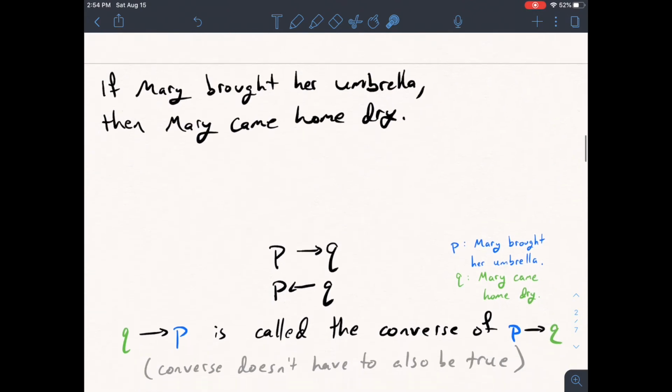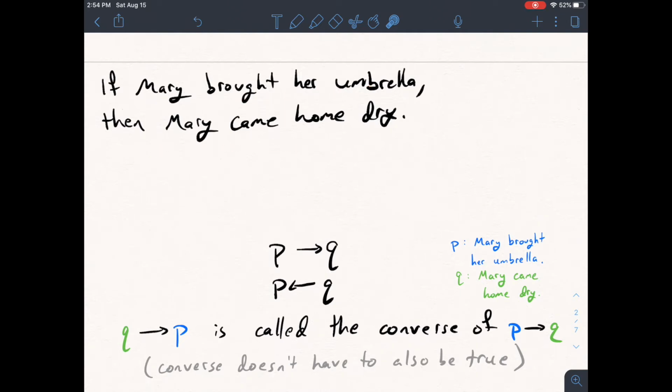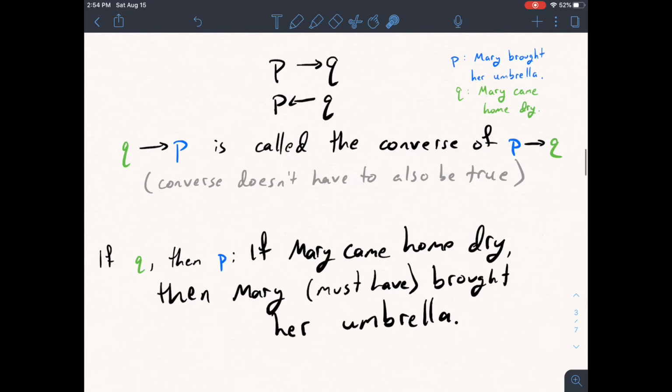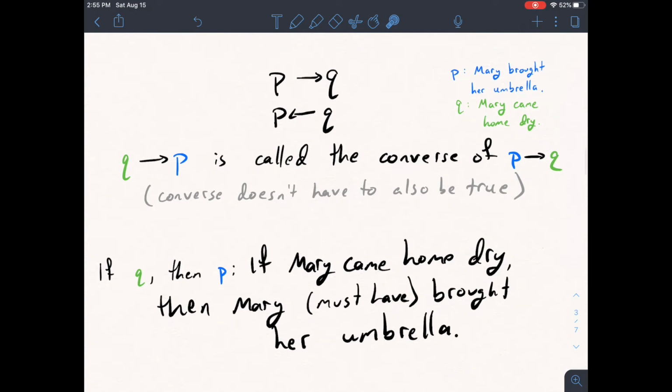So if I go back to the previous statement, if Mary brought her umbrella, then Mary came home dry. This is true regardless of whether or not it rained out, right? So this is true no matter if it rained, because if it rained, her umbrella would have kept her dry, or if it didn't rain, because obviously there would be nothing to make her wet. Whereas on the other hand, if Mary came home dry, so if we did know that it was raining out, then Mary coming home dry would tell us that she must have brought her umbrella, right? So in the context, if the context were that Mary went on a walk while it was raining, then the converse would also be true.